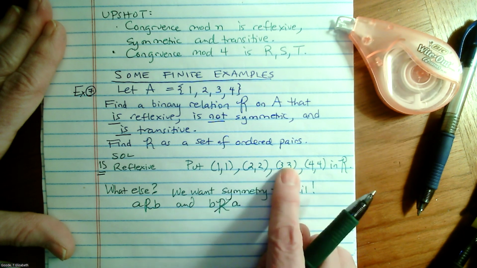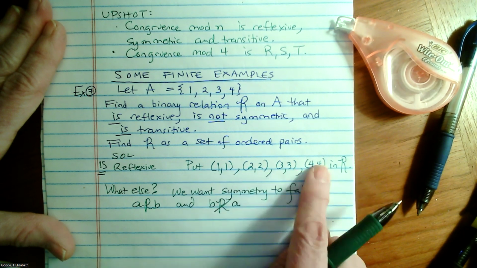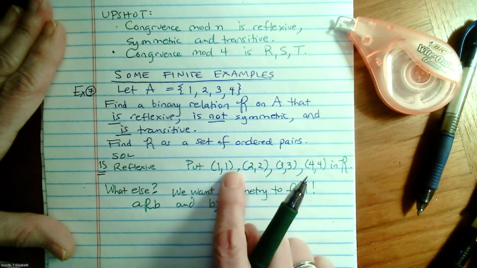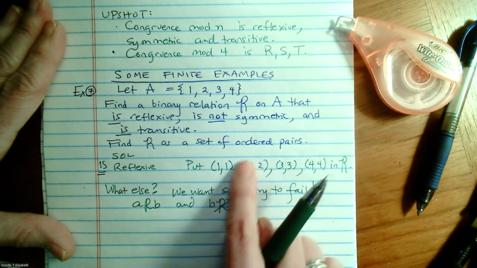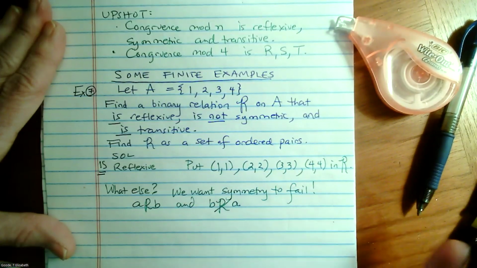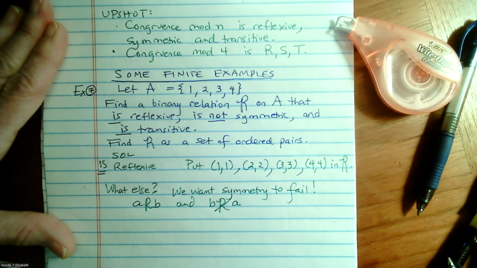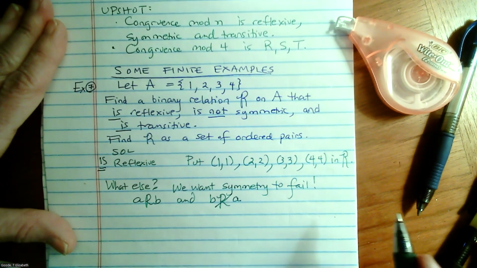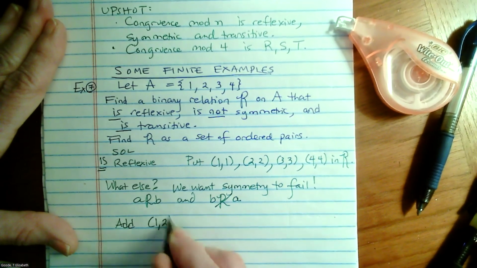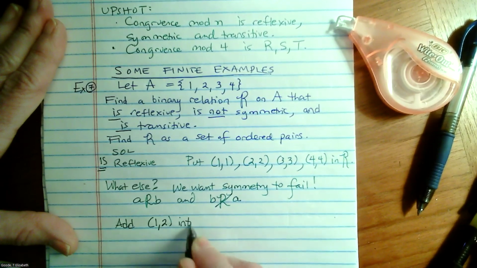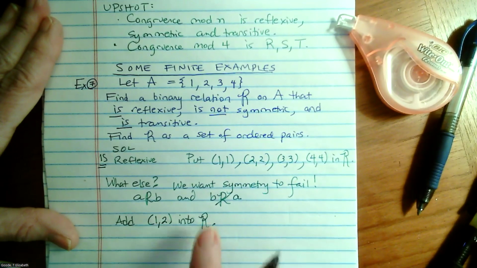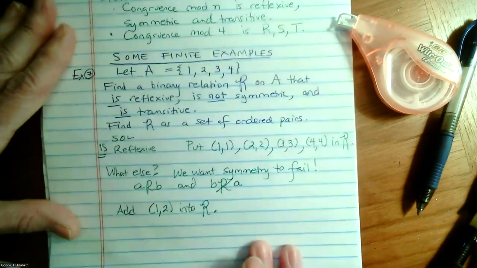The symmetry is okay so far because these little reflexive pairs never break symmetry, because A and B are equal. So if (A,B) is in there, (B,A) is in there for these, when A and B are the same. What could we put into R to make symmetry fail? How about just (1,2)? If we add (1,2), but don't add (2,1), then symmetry is going to fail.